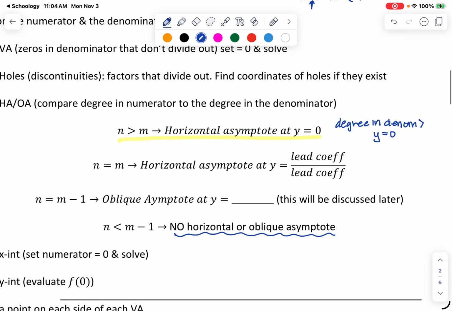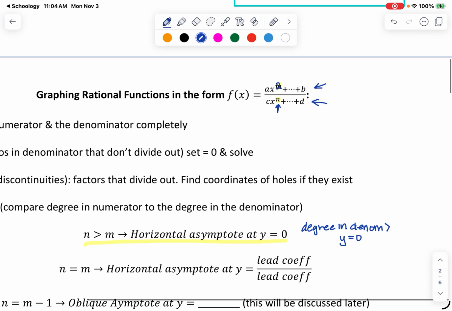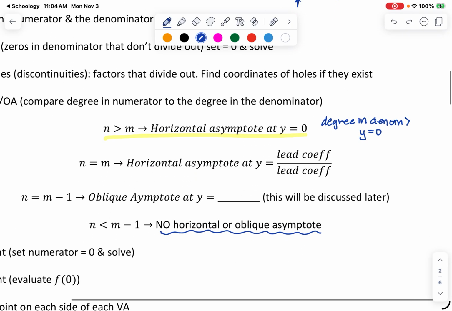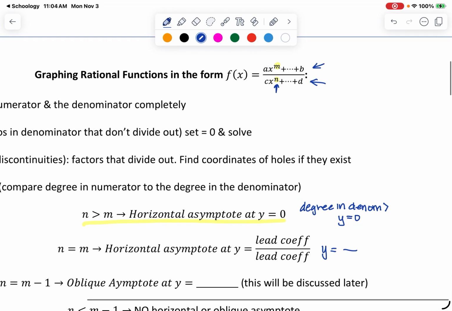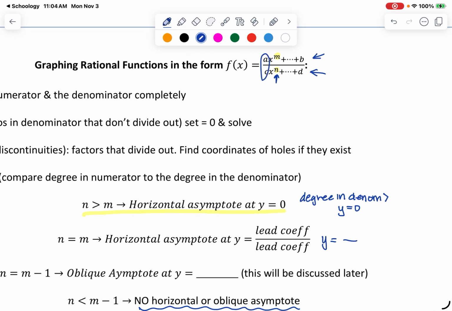All right, now what if the degrees are the same? So what if this was like a 2 and a 2 here, a 3 and a 3, or a 4 and a 4? Then what you're gonna do is take the lead coefficients and divide them. So you'll have y equals the lead coefficient divided by the lead coefficient. So in this case, it's a divided by c.